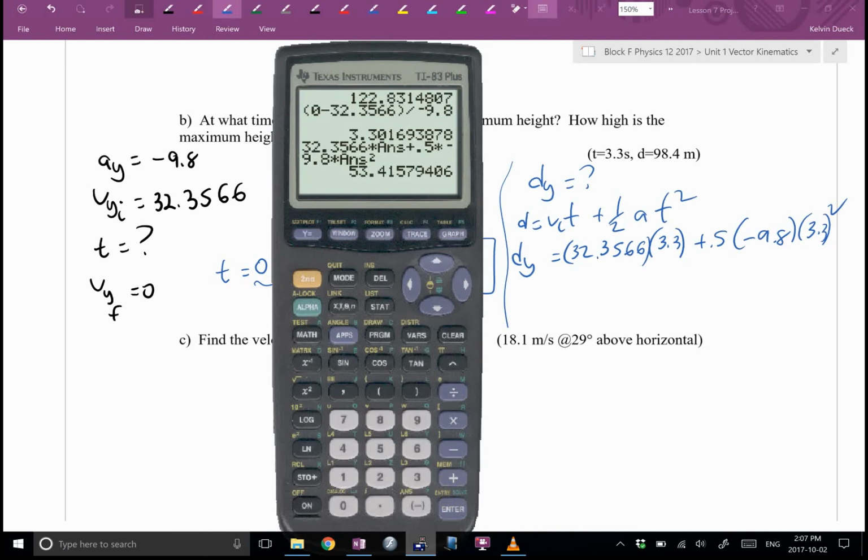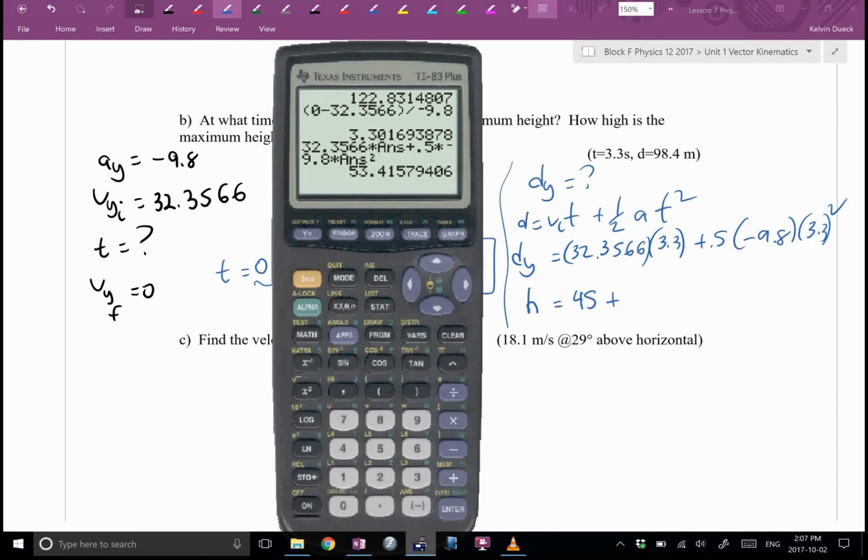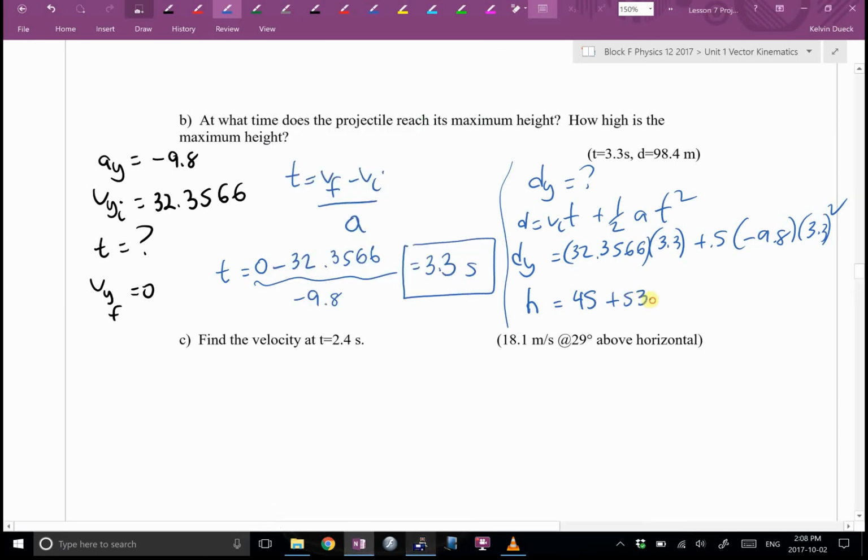Oh, got to pause the video here for a second. What were you saying, Caleb? We have to add the cliff. All this figured out is how high above where we started we are, but we didn't start on the ground. So h is going to be 45, which was the cliff height, plus 53.4. And that's where the 98.4 meters comes from.